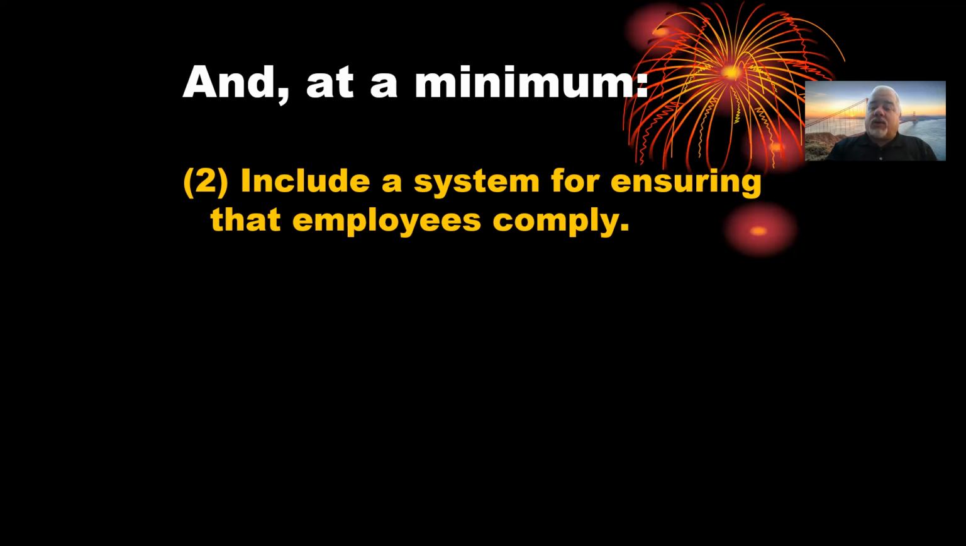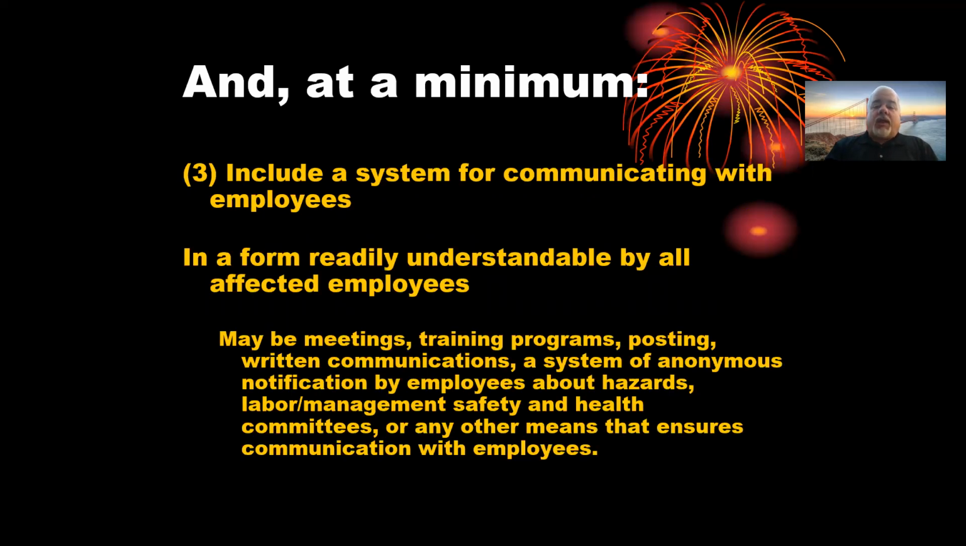What do you do if they don't? There has to be some sort of a system to document, reprimand, even fire employees who don't comply, who don't follow safety rules. They put everybody at risk. The IIPP must include a system for communicating with employees in a form readily understandable by all affected employees. You can't have a posting in Mandarin when your employees speak Spanish. It has to be a language they understand, trainings they understand, documents, meetings, on and on.